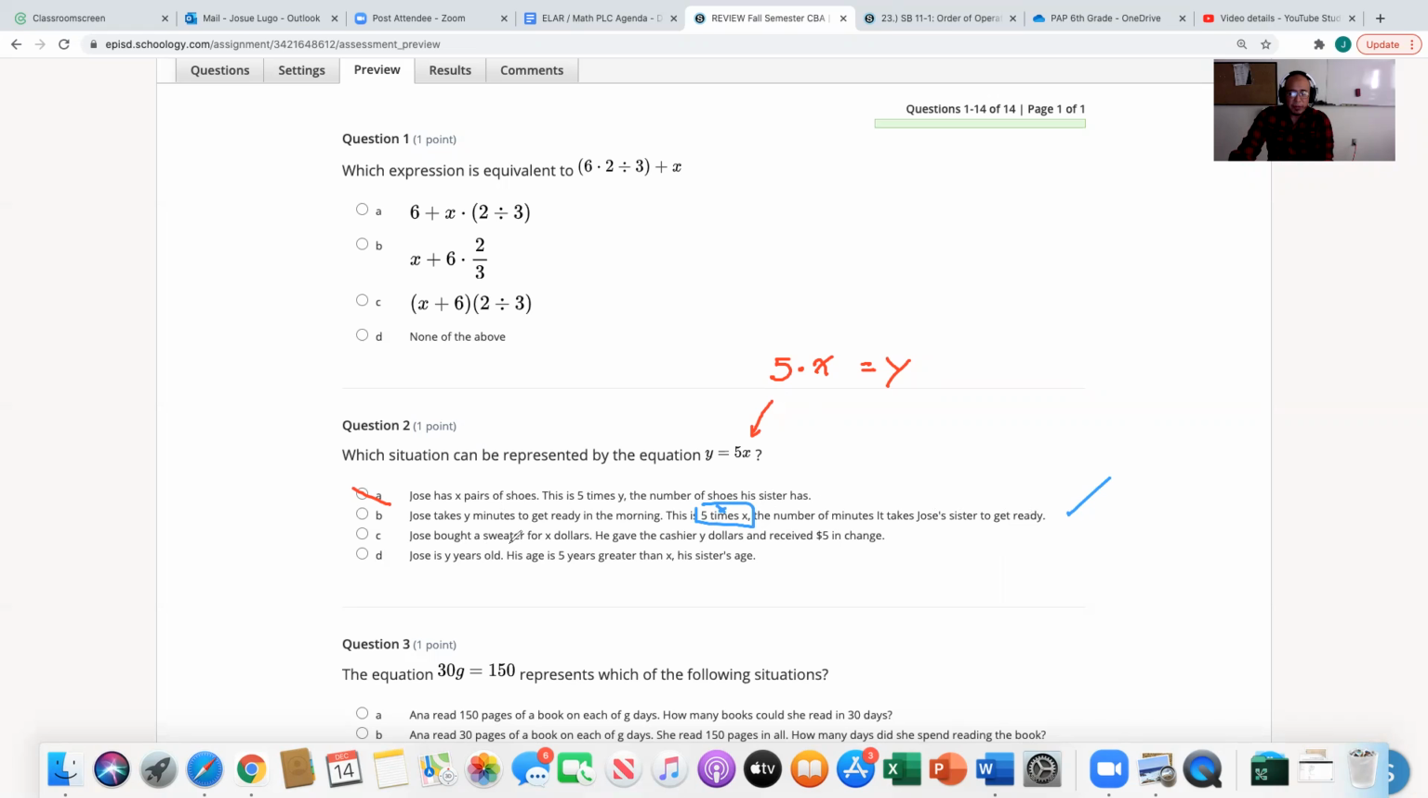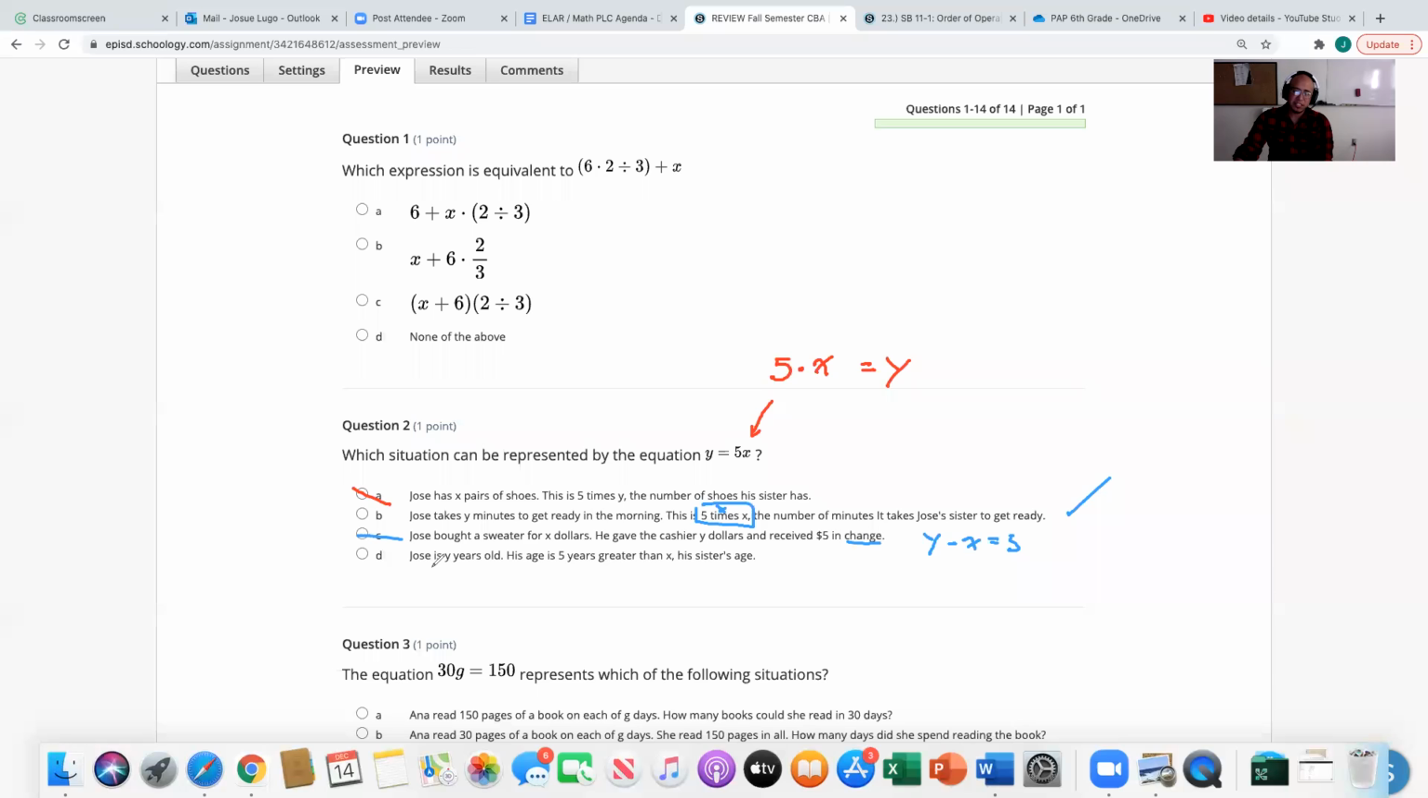C. Jose bought a sweater for X dollars. He gave the cashier Y dollars and received $5 in change. So that's to say that he gave the cashier Y dollars and he gets back X dollars, and then that's equal to $5 in change. That's subtraction, ladies and gentlemen. Anytime you're getting change or seeing the difference between two things, or literal money change, like how much money you would get back, that's usually subtraction, maybe addition. Regardless, that's definitely not multiplication. The answer is not C.